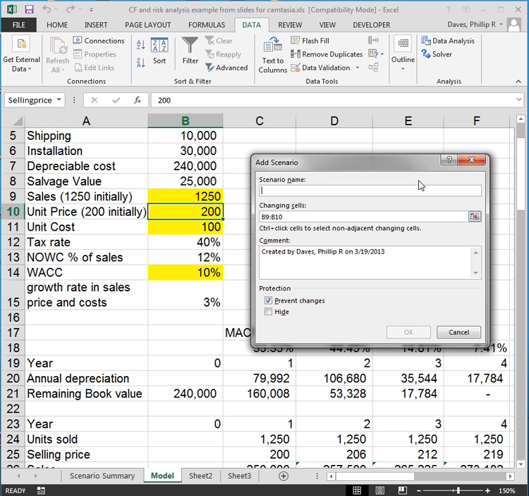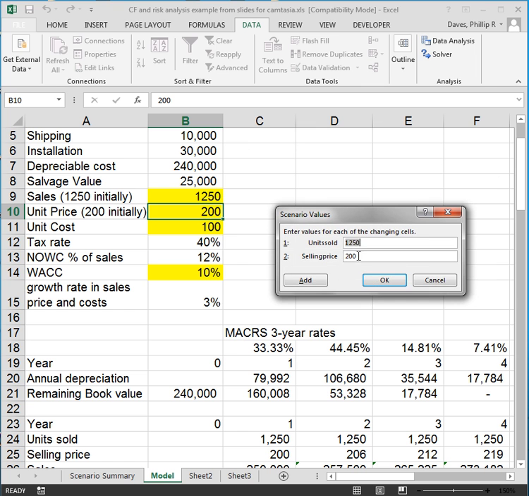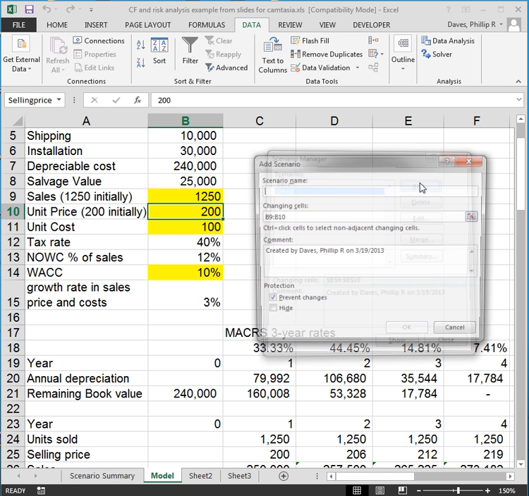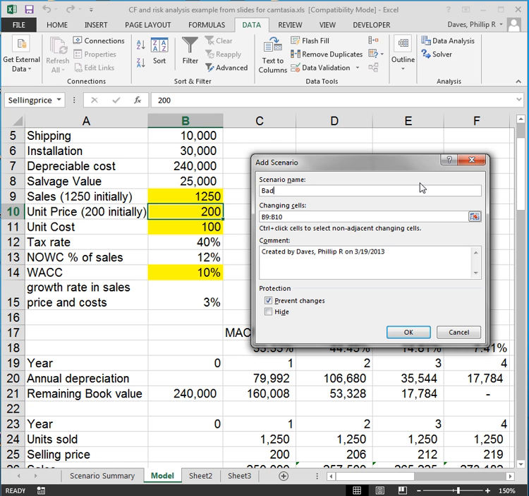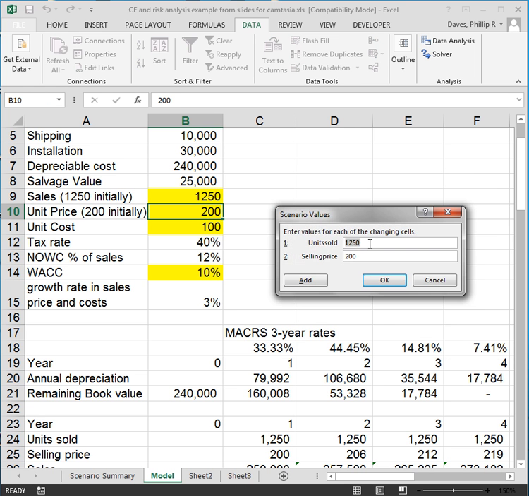Let's add another one. The good case, let's call it the good scenario, is again changing cells B9 to B10. We're going to change those to 1600 and 240. We're going to sell those for 240 each. Okay, and now we're going to add a bad scenario, which again is changing cells B9 and B10, and we're going to change that to 900 units and 160 bucks each.